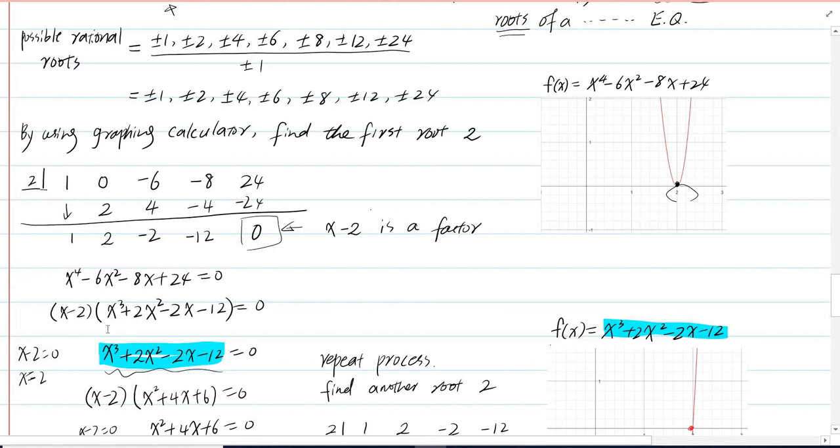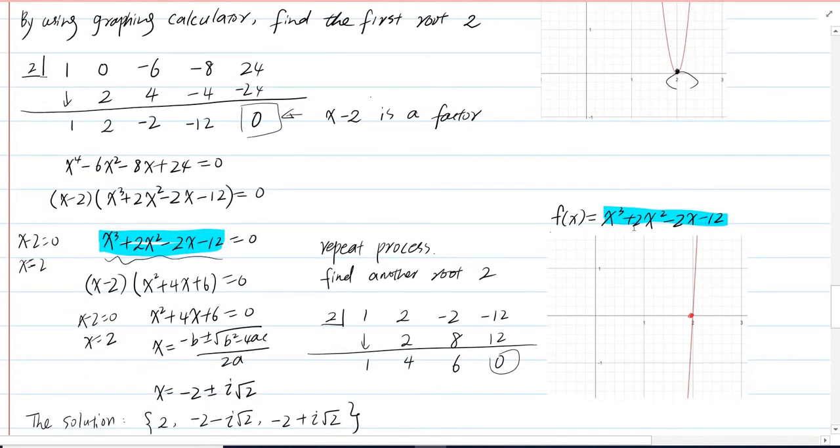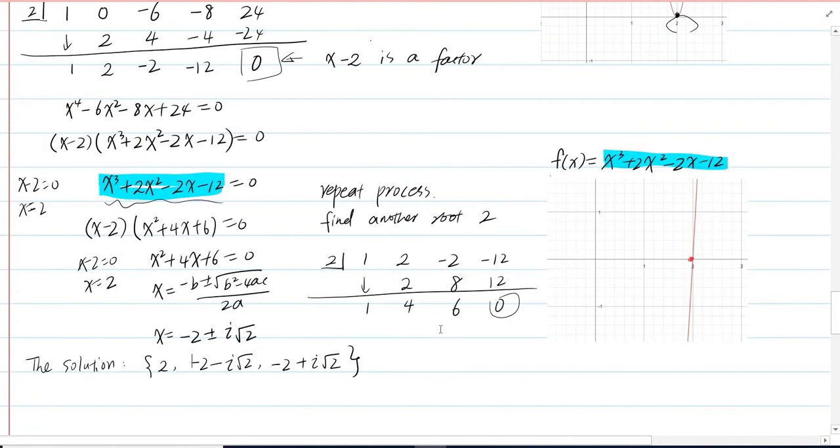Once we factor it, we realize we still have x cubed, so we have to repeat the process by finding another root for this function. We use the graphing calculator again and realize this is just another 2. So we use synthetic division again. Now we can factor, and we get x squared plus 4x plus 6. We cannot actually factor it, so we use the quadratic formula to find our x. That will be your solution set.